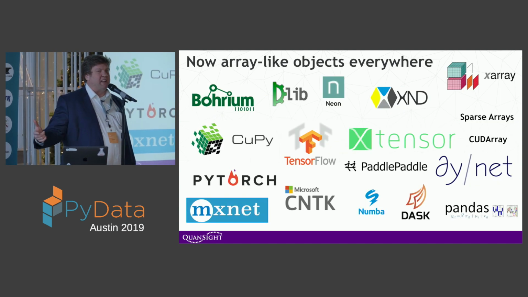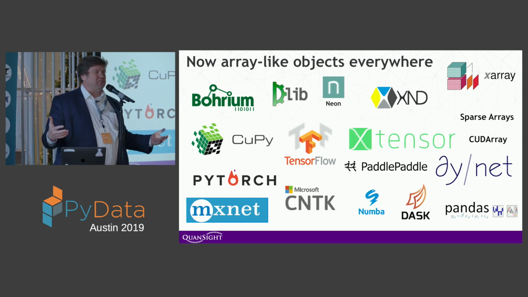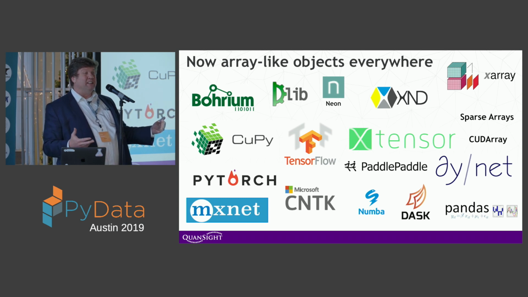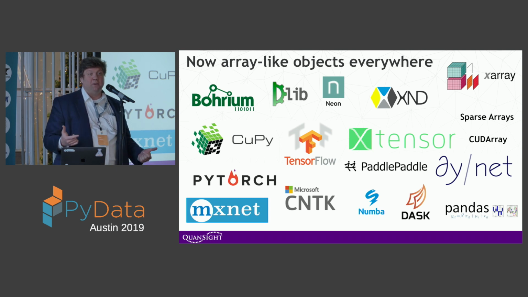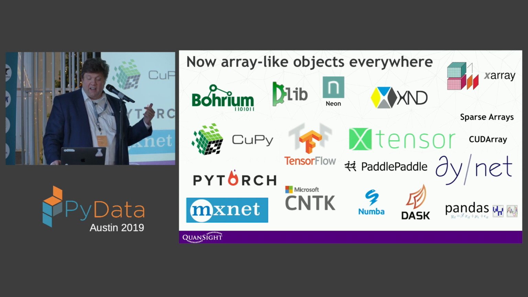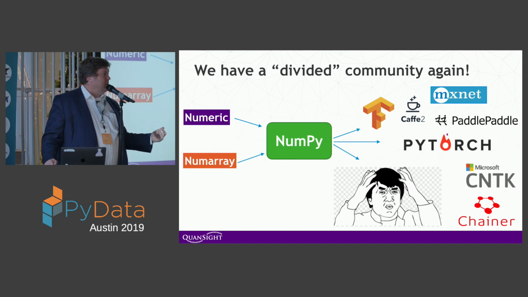Fast forward 12 years now, especially with TensorFlow and PyTorch and MXNet, there are actually array objects everywhere. There isn't just one NumPy array that everybody builds on. TensorFlow doesn't build on NumPy. It borrows the ideas, but it doesn't build on it. It uses the name dtype, but it has its own concept that's actually anemic. But they basically do a bunch of things new. There's Paddle, there's DyNet, there's a bunch of things out there that are not NumPy. And that's okay, but we basically have a divided community again.